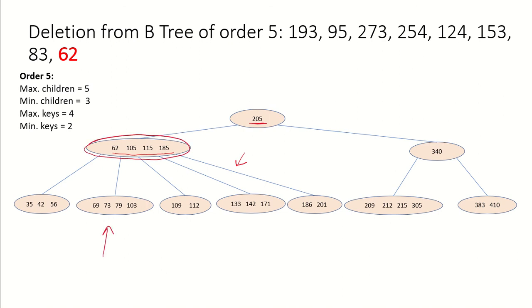So we see that 69, 73, 79, 103 are lying between 62 and 105. This node over here, 109 and 112, is lying between 105 and 115. The node containing values 133, 142, 171 is between 115 and 185, and the node containing 186 and 201 is a child of this node over here, but the pointer is after 185. So now deletion of 83 has been completely handled.